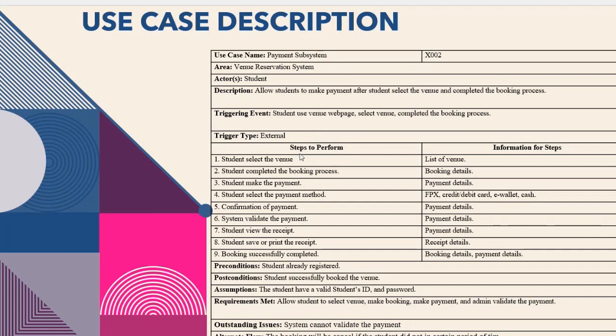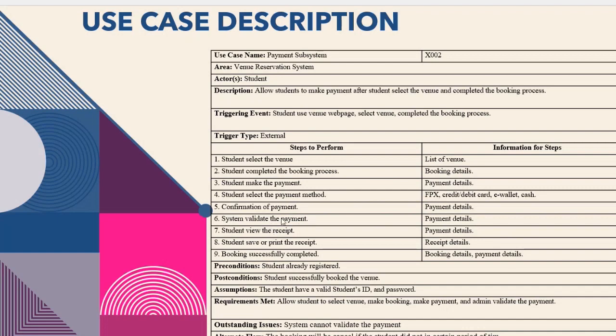Okay, these are the steps to perform the subsystem. The first one is student selects the venue. Student completes the booking process. Student makes the payment, which involves payment details. Student selects the payment method, where the web page will display four types of payment method, which are FPX, credit card or debit card, e-wallet, and cash. Then for the confirmation of payment, the system validates the payment, and then the student views the receipt.